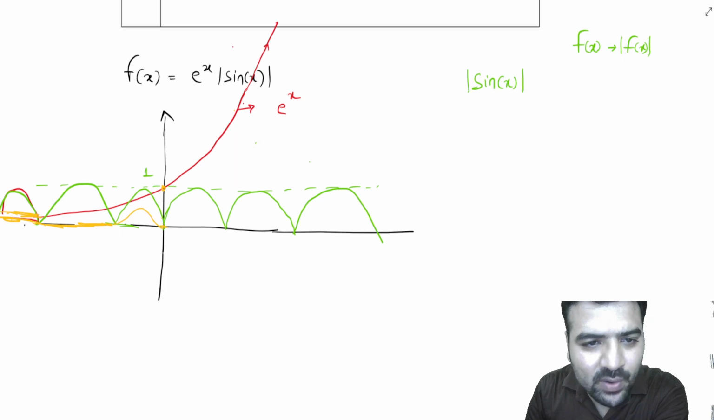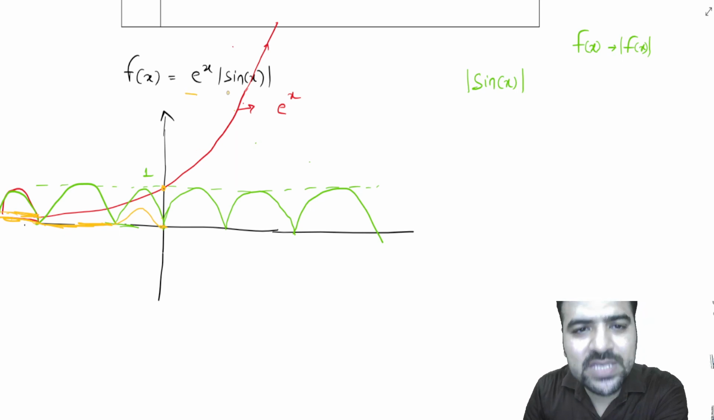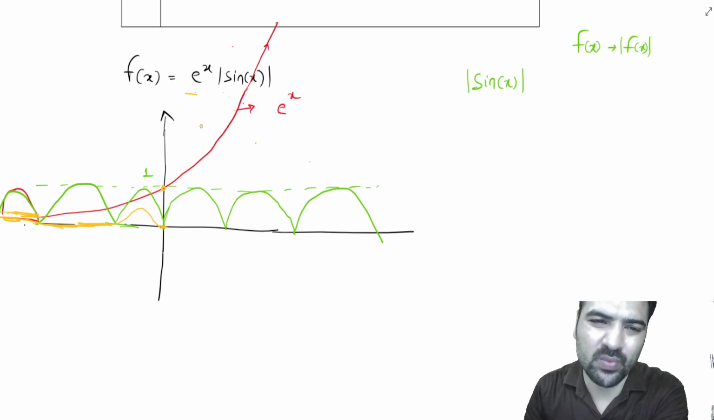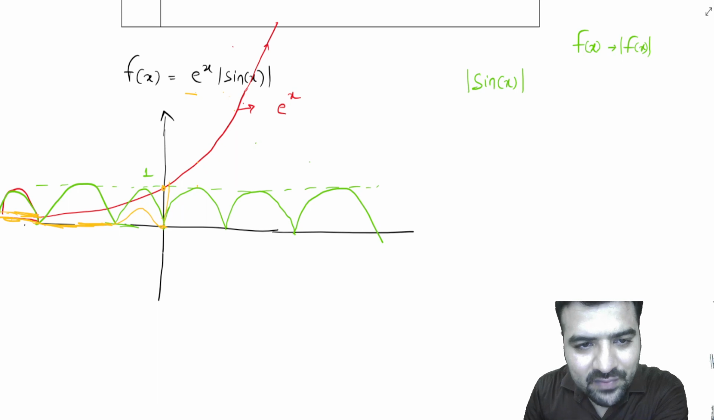Now at x equal to 0, this is 0, so 0 into 1 is 0. But now it will follow this curve, and the value will increase, because if you multiply 1 into, let's say, 3, 1 into 3 is 3. So your graph will be like this.